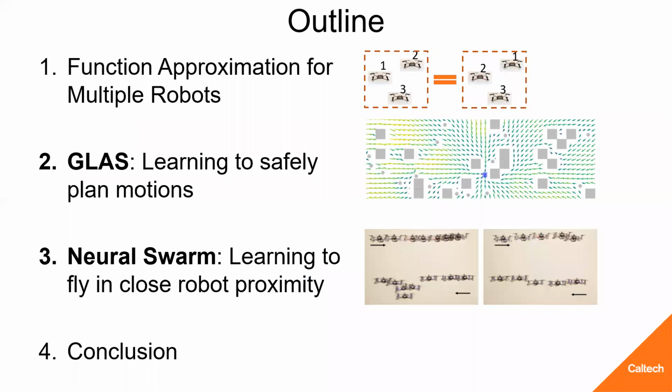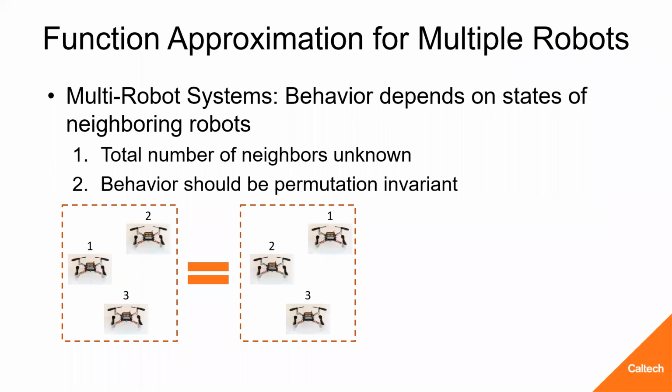My outline for today is that I first will jump into what I mean by function approximation for multiple robots, the key technology behind two papers. Then the main part of the talk will be those two papers, abbreviated GLAS and Neural Swarm. And at the end of the talk, I will conclude. So let's dive into function approximation for multiple robots.